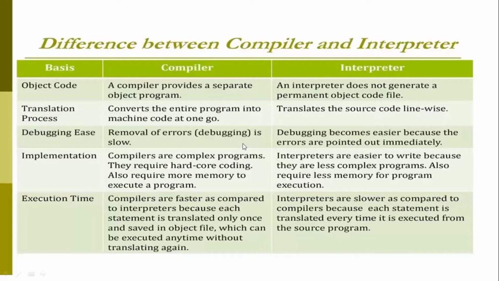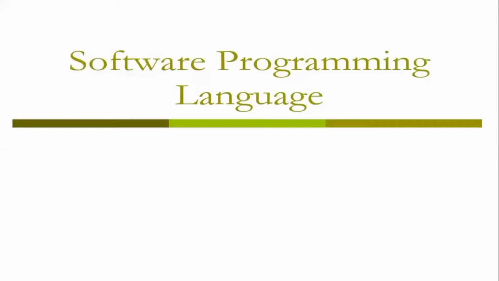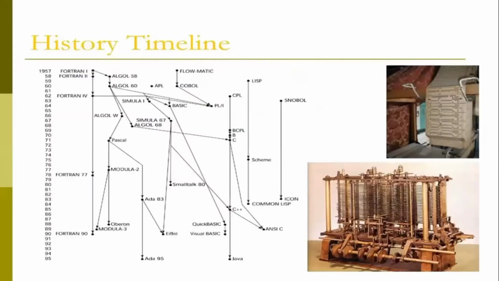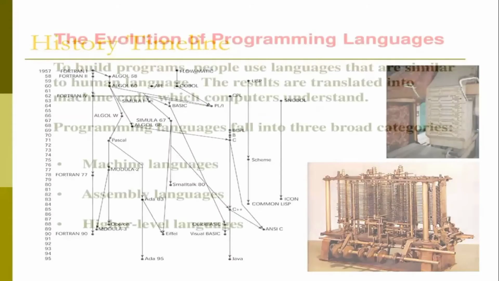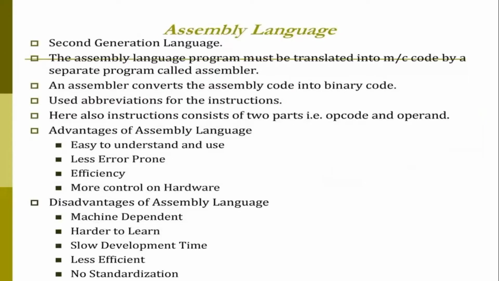So here is the difference between interpreter and compiler. Can you differentiate any point regarding the difference between a compiler and an interpreter?